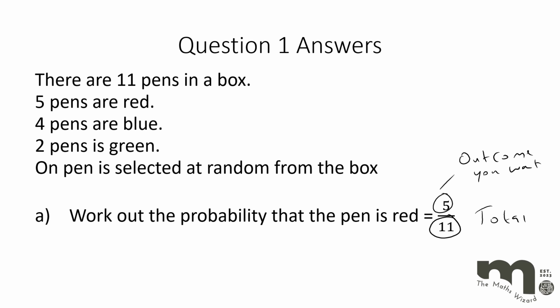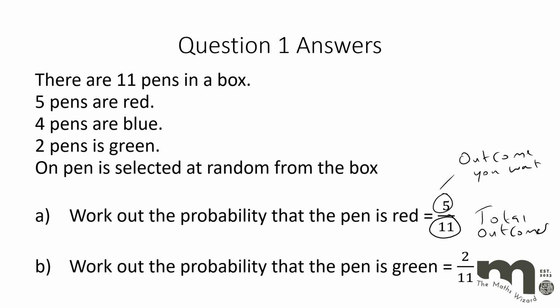Okay, so the total number of outcomes is always going to be on the bottom, so that's everything, and then on the top, it'll be whatever it's referring to. So in this case, it's a red pen. And if we look at our green, then that's going to be 2 out of 11. So we've got two of the pens green out of 11 total pens.